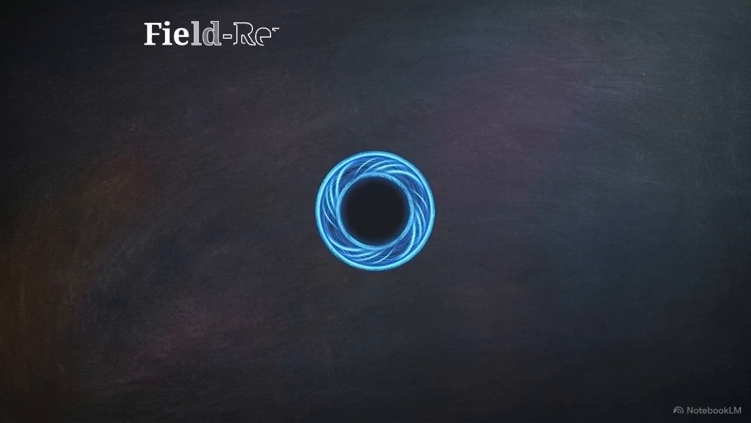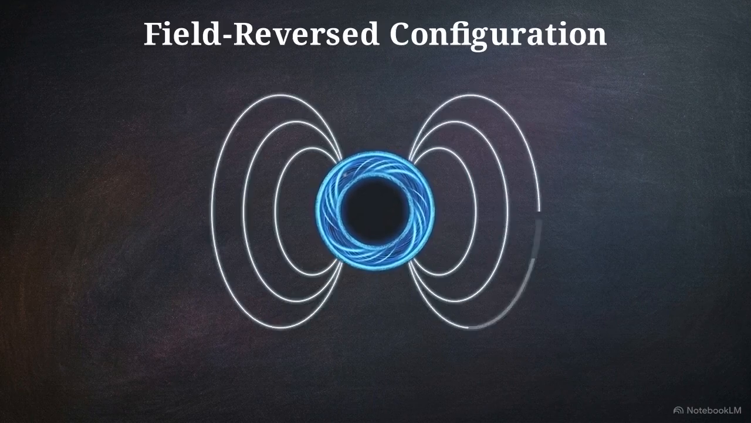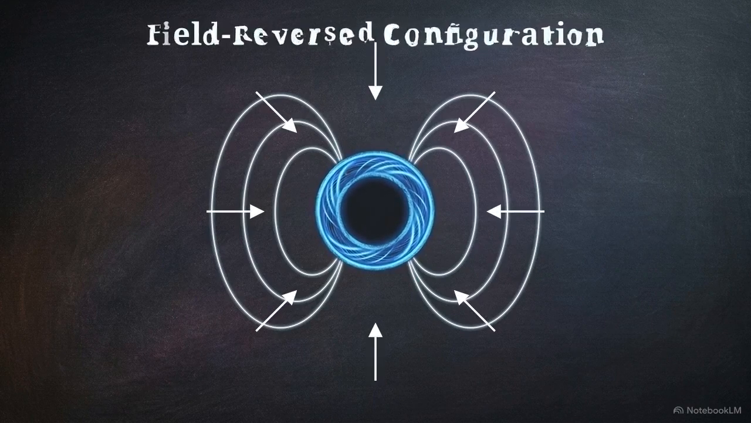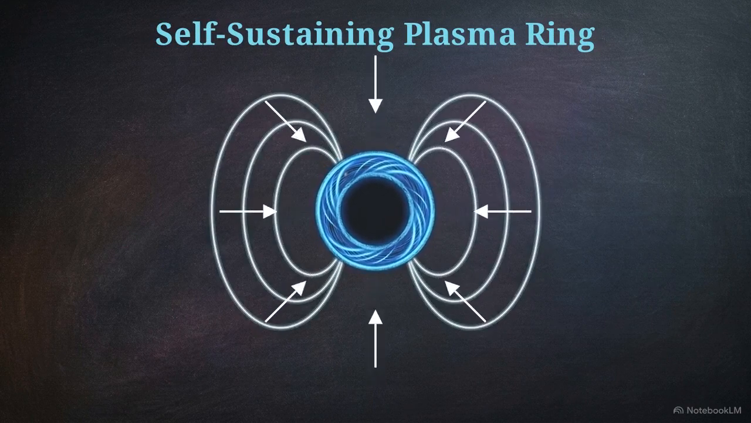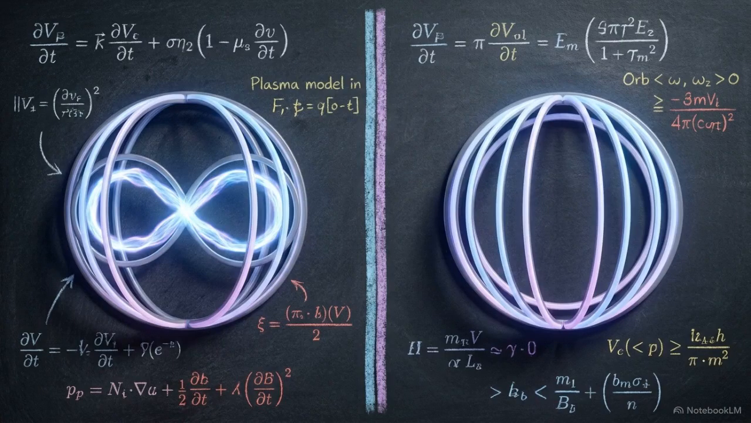Forbes argues these objects are powered by field-reversed configuration, a technology that uses magnetic fields to create a self-sustaining ring of plasma. Understanding how plasma interacts with these magnetic cages is the first step to evaluating whether the Orb hypothesis is actually plausible.